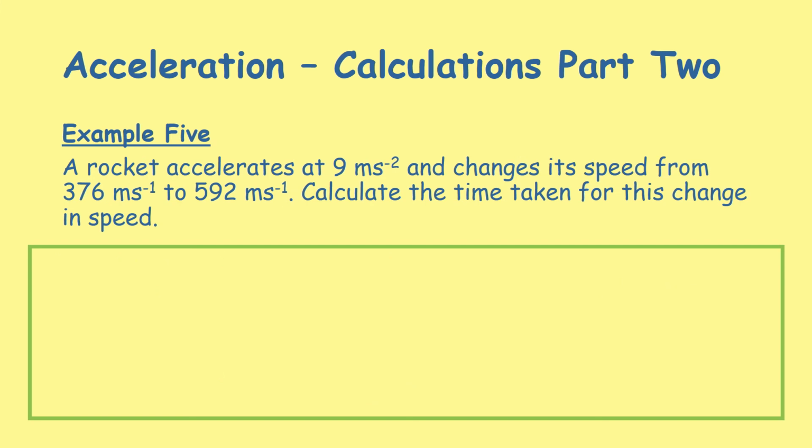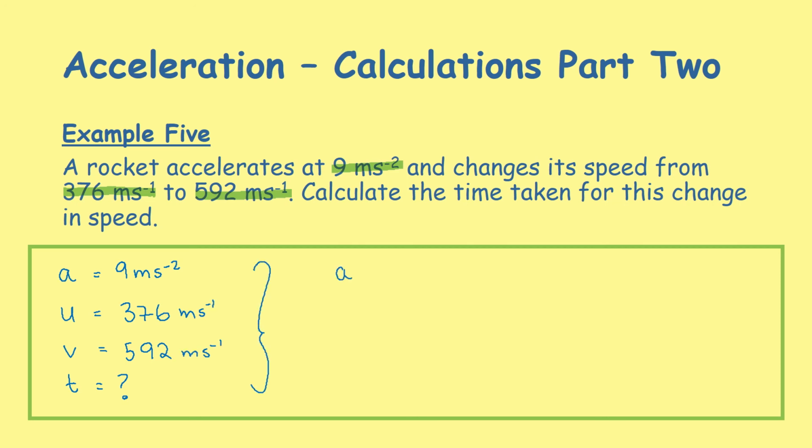Example 5. A rocket accelerates at 9 meters per second squared and changes its speed from 376 meters per second to 592 meters per second. Calculate the time taken for this change in speed. So this time we are calculating the time. So we've got A, U, V and T. Our question mark is going next to the T. Having a look in the question, the rocket accelerates at 9 meters per second squared. And we can see that it changes its speed from 376 to 592 meters per second. So our initial speed is that 376, and the final speed is 592, both in meters per second.